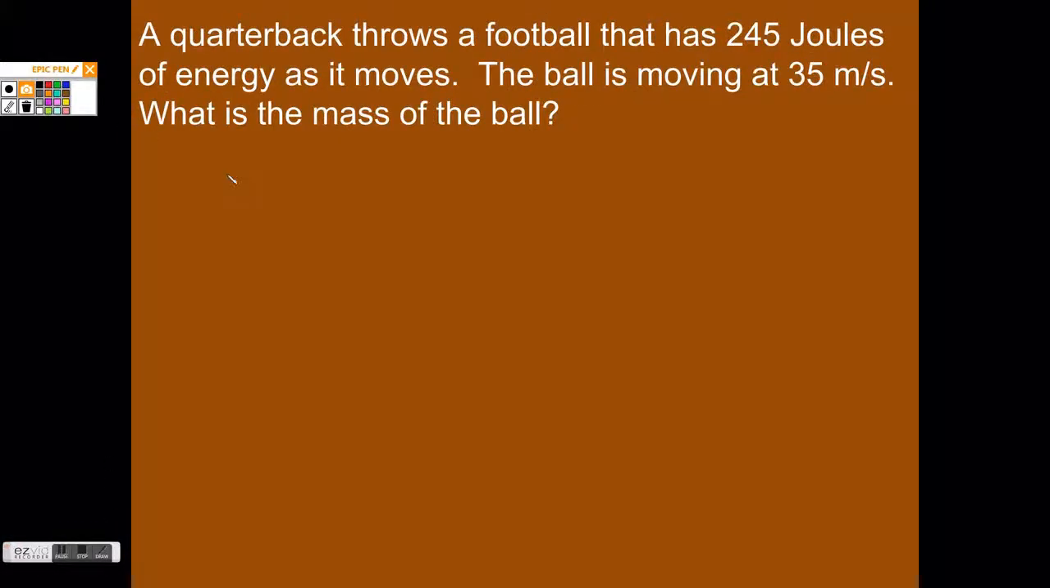A quarterback throws a football that has 245 joules of energy as it moves. The ball is moving at 35 meters per second. What is the mass of this ball? So right away I'm noticing that the ball is moving. That's my clue that we have to use the kinetic energy formula, which is KE equals 1/2 mv squared. So the next thing I'm noticing is that it's saying what is the mass of the ball, meaning that mass is going to be our unknown. So let's fill in m for our unknown variable. That means we have to find KE and v.